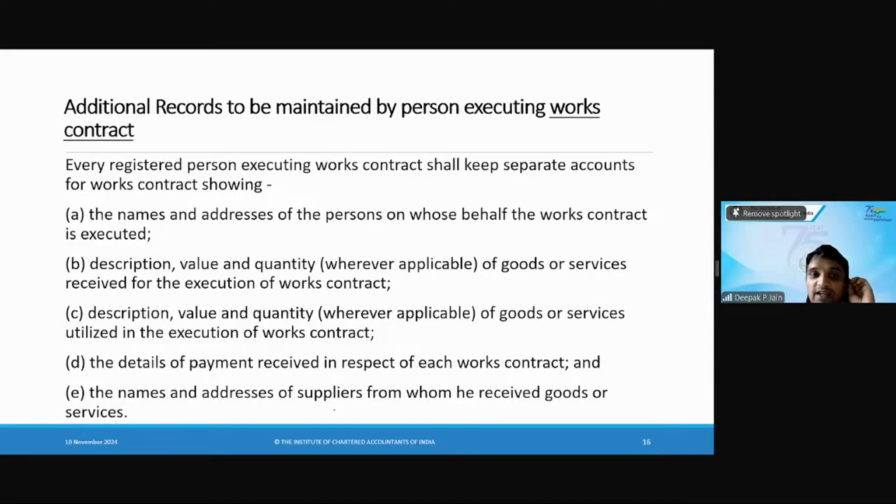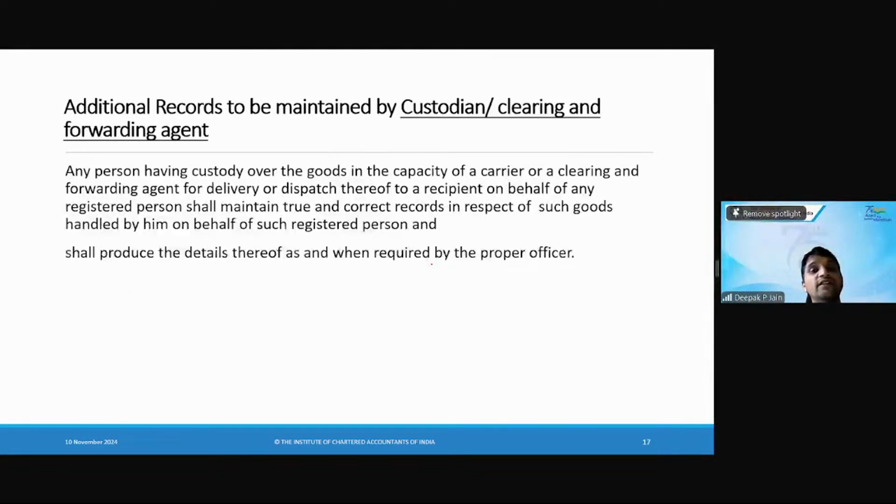फिर पॉइंट नंबर ई में क्या करेगा? Name and address of the suppliers from whom he has received the goods. ठीक है. That all of those have to be mentioned by the works contractor. फिर if he is a person who is a clearing and forwarding agent, मतलब जब हम इंपोर्ट करते हैं कुछ चीजें, तब हम पोर्ट पे नहीं जा सकते हैं. तो वहां पे कौन होते हैं? वहां पे क्लियरिंग एंड फॉरवर्डिंग एजेंट्स होते हैं, जो हमारे कोड्स क्लियर करते हैं. हमारे को जब कुछ एक्सपोर्ट करना है, तब ये क्लियरिंग एंड फॉरवर्डिंग एजेंट does the interaction with the customs officer and they clear it. So any person having custody over goods in the capacity of a carrier.